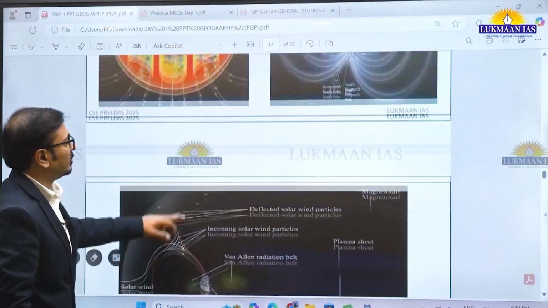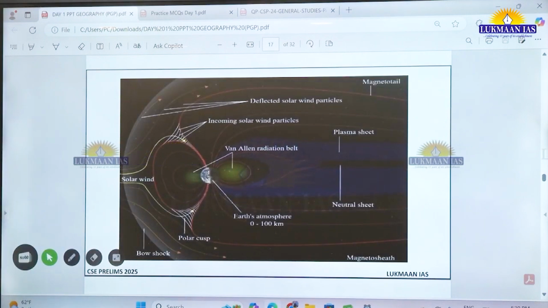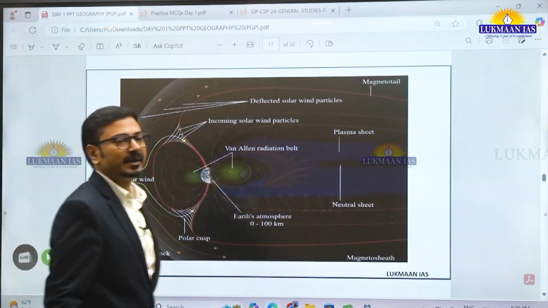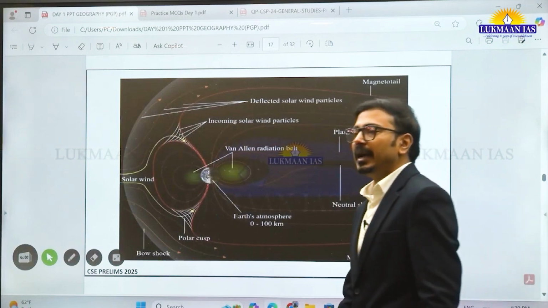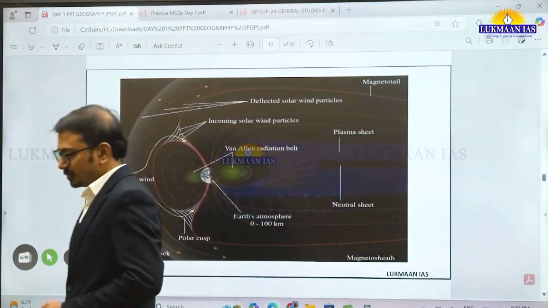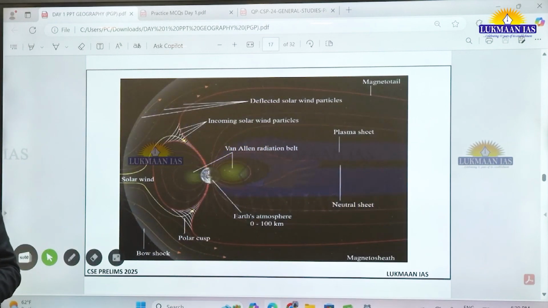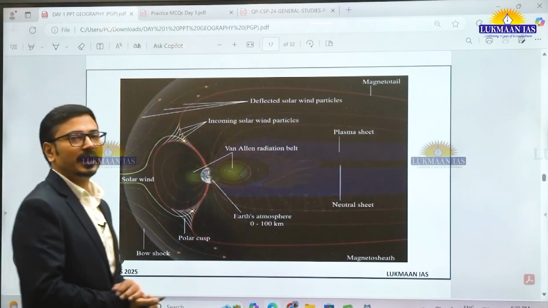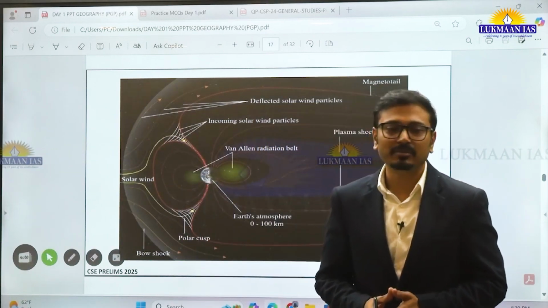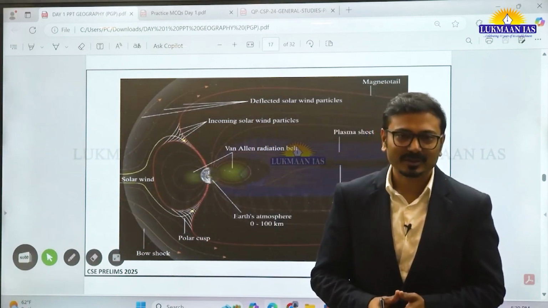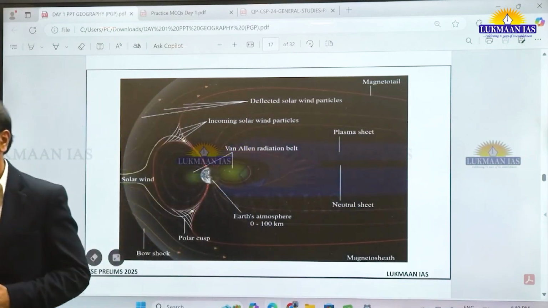ठीक है. Now next is Earth's magnetic field. It is called as Earth's magnetosphere. Okay, Earth's magnetosphere. Now before that, 2-3 important concepts. One, solar flares. Okay, what do you mean by solar flares? What do you mean by coronal mass ejections, CMEs? And what do you mean by solar storms? Okay, so first of all, let's understand solar flares.